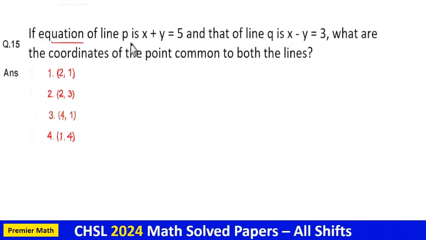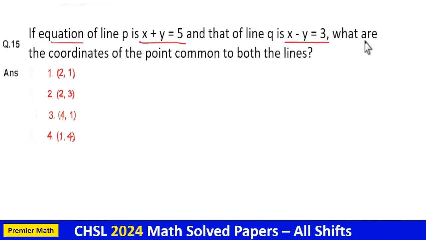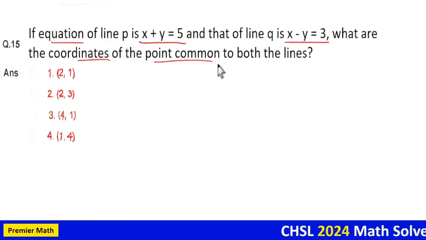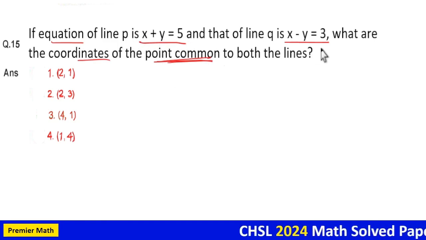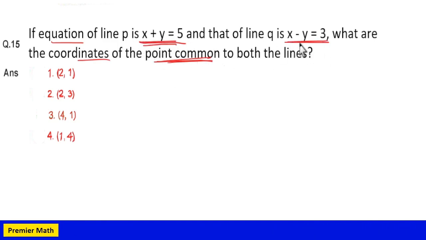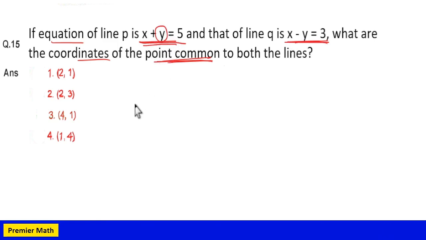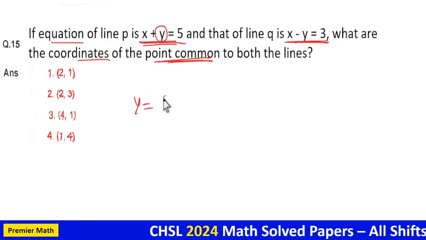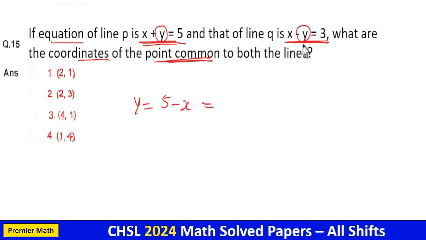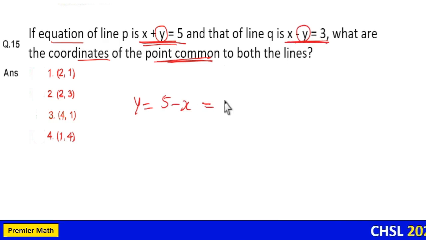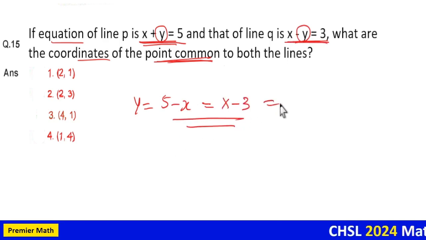If equation of line P is x plus y is 5 and that of line Q is x minus y is 3, what are the coordinates of the point common to both the lines? Point common means intersection. So from these two equations we can find the value of x and y. So if I take y value from equation 1, y is equal to 5 minus x. Now, from this second equation, y is equal to x minus 3. Now, if I equate, we can find x.